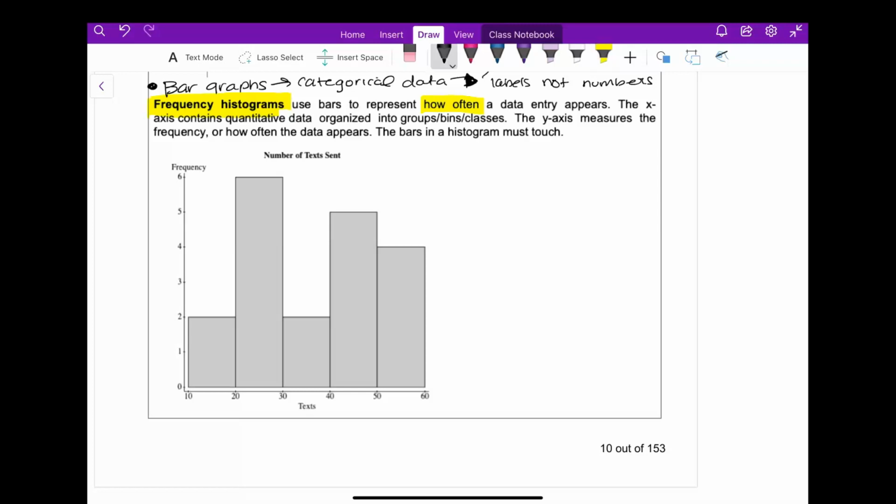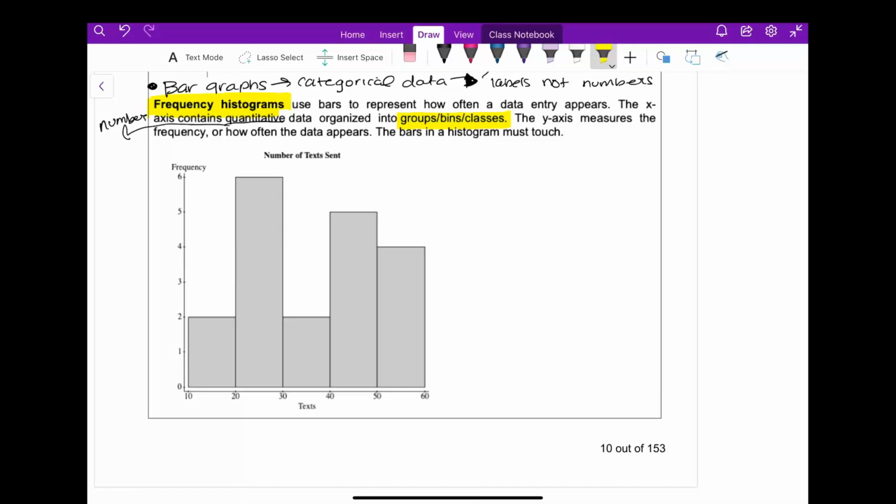Okay, let's look at this. Quantitative is numbers, organized into groups. Oh, there's so many keywords here. Groups, bins, or classes. I used all of these three words because you're going to see this a lot in 1342. Groups, bins, or classes. And we'll go into that in a little bit. The y-axis measures the frequency, or how often the data appears, and the bars in a histogram must touch.